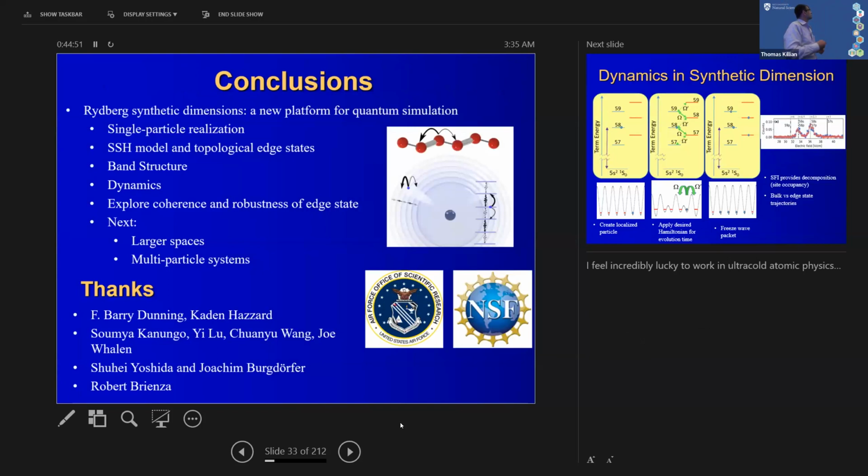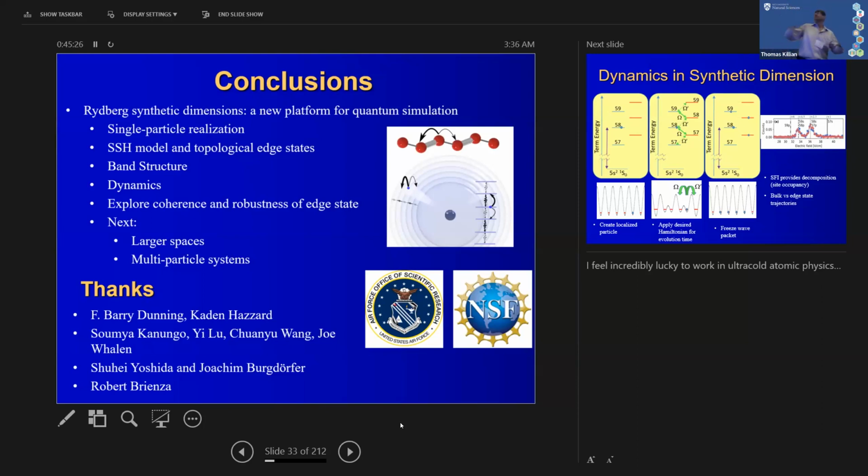Okay, so I'll wrap up. So we've demonstrated the Rydberg synthetic dimensions is a good platform for quantum simulation, and we've shown so far in my laboratory a single particle realization, but the Covey and Gadway groups have realized multiple particles. And our first demonstration was the SSH model, topological edge states, where we've shown band structure and dynamics. There's still a lot to study on the coherence times and robustness of the different states. And we're also working on putting optical lattices together so we can go to multi-particle systems.